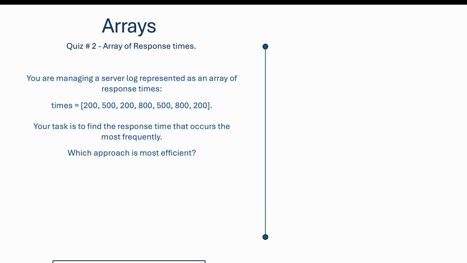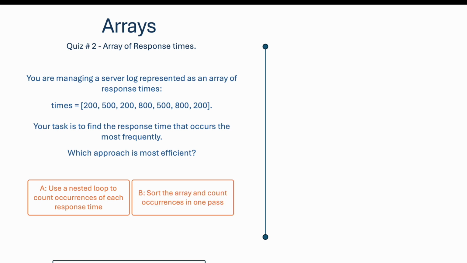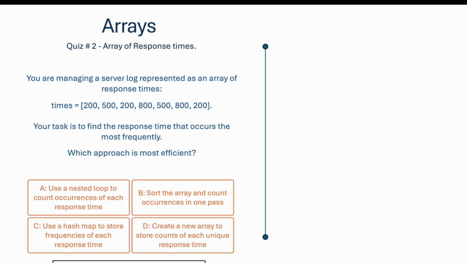Which approach is most efficient to find this most frequent occurrence? A. Use a nested loop to count occurrences of each response time. B. Sort the array and count occurrences in one pass. C. Use a hash map to store frequencies of each response time. Or D. Create a new array to store counts of each unique response time. So you have 10 seconds to think about it.